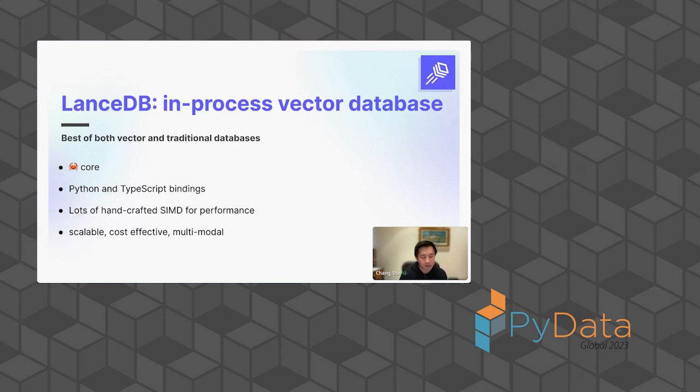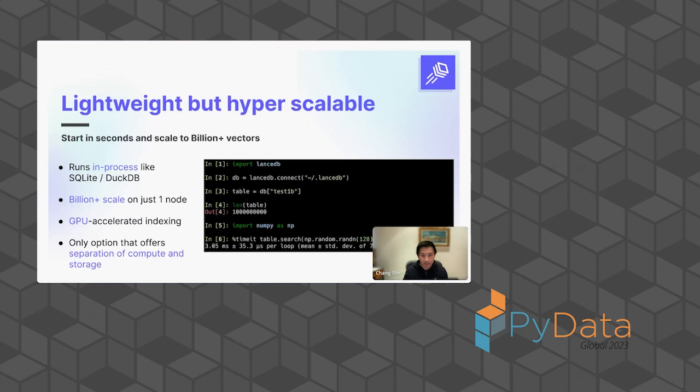LanceDB is written with a Rust core and has Python and TypeScript bindings. And there's lots of handcrafted SIMD code for just absolute crazy performance. And it's super scalable. It's very cost effective. And it is built natively with multimodal data management in mind, meaning images, videos, text, and so on and so forth. I alluded to this when we talked about in-process. LanceDB is incredibly lightweight. You can install it in seconds and it runs in process.